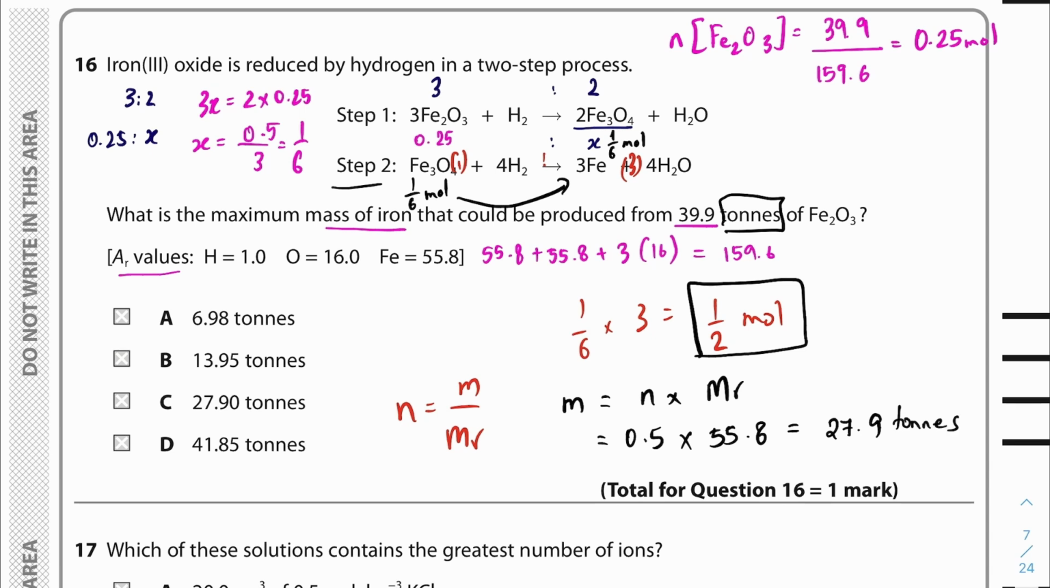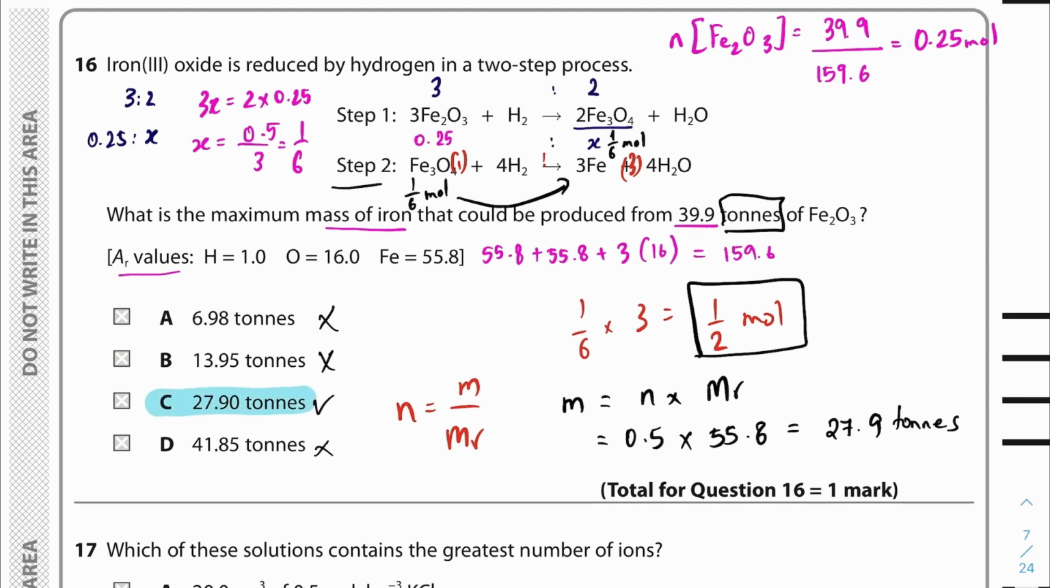So how many tons did we produce? We produced 27.9 tons. So let's look at the answers. A, 6.98, no. B, 30.95, no. C, that's correct. 41.85, no.